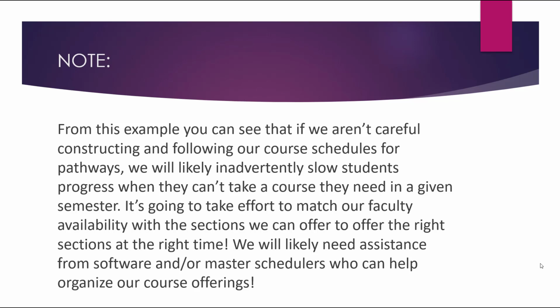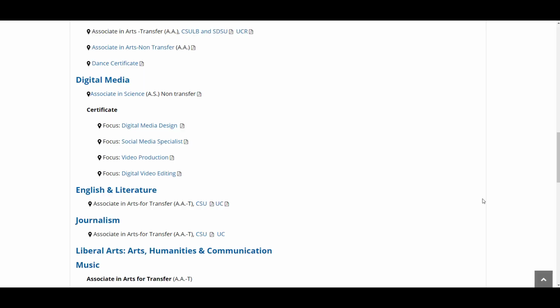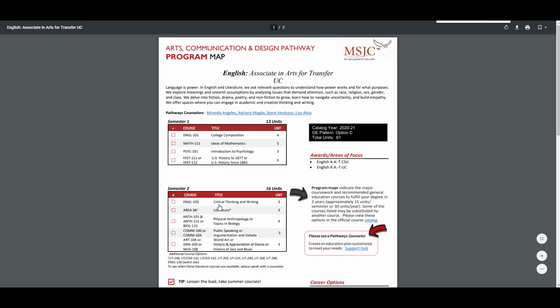Note, from this example, you can see that if we aren't careful constructing and following our course schedules for pathways, we will likely inadvertently slow students' progress when they can't take a course they need in a given semester. It's going to take effort to match our faculty availability with the sections we can offer, to offer the right sections at the right time. We will likely need assistance from software and our master schedulers who can help organize our course offerings. To complete this example, we would now look at the UC version of the map, adding additional courses to our schedule if needed.